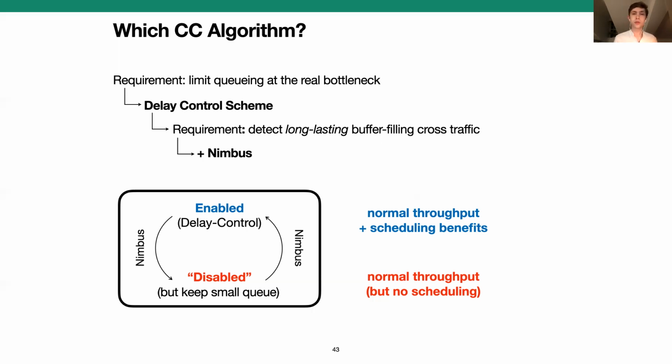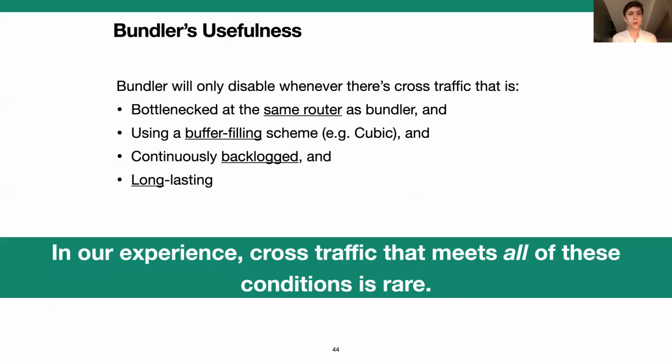If we were using an approach that modified the traffic, such as a TCP proxy instead, this type of thing wouldn't be possible. Now, while this prevents Bundler from causing any harm in the worst case, it does beg the question, how often will Bundler be useful? Well, in order for Bundler to actually disable, the cross traffic needs to continue to fill the same bottleneck as Bundler for an extended period of time.